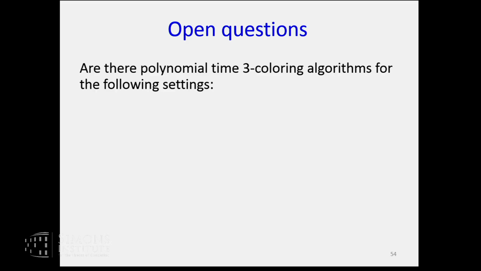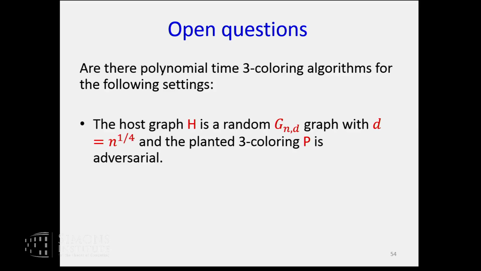I'll finish with open questions. Are there polynomial time 3-coloring algorithms for the following settings? One is the following. Let's say that the host graph is a random GND graph with D roughly n to the 1/4, below where we could prove NP-hardness, and the planted 3-coloring is adversarial. This is one open question that we don't know how to prove.